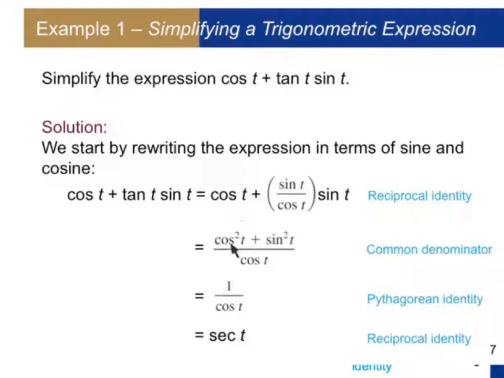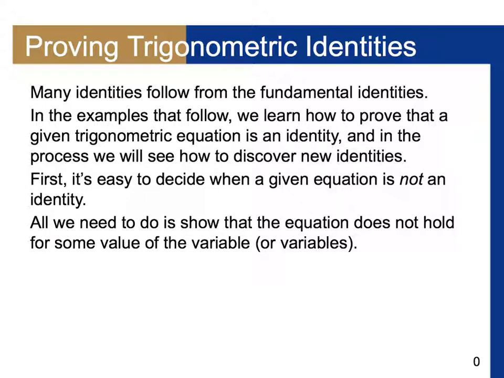So this becomes cosine squared over cosine, plus sine squared over cosine. And remember, cosine squared plus sine squared is 1. So that's just 1 over cosine of t, or we can write it as secant of t. So this just becomes secant of t, or 1 over cosine. And we've simplified that. Now our next part, we're going to prove trig identities.